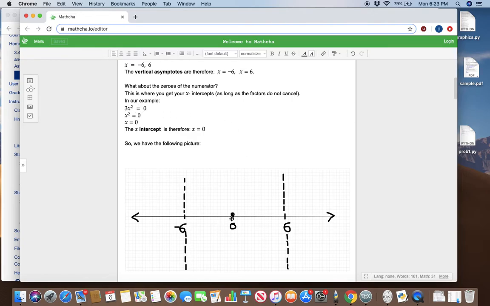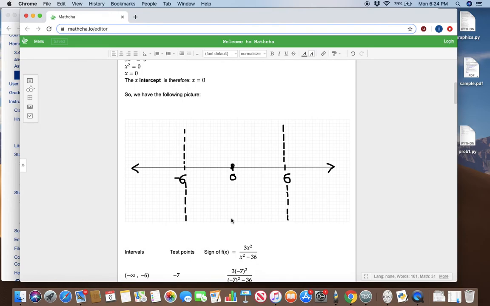x is 0. So, here I have the following picture. Number line: 0, and 6 and negative 6 we have determined to be vertical asymptotes. That's why I have these dotted lines. At 0 I have an x-intercept. So that point is a solid point. My curve will go through that point. Now the question is, what happens in the remaining region?